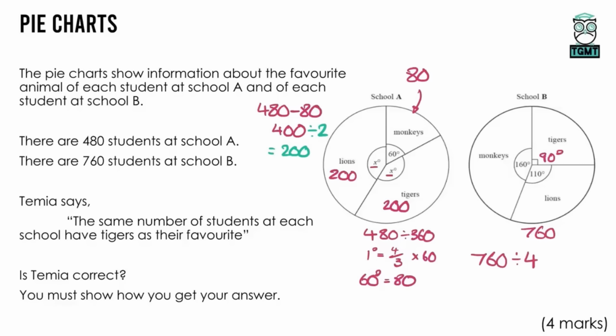And if we type that in on our calculator, we get 190. So that's 190 in this particular pie chart. We don't need to find the other two because we are only comparing the tigers.